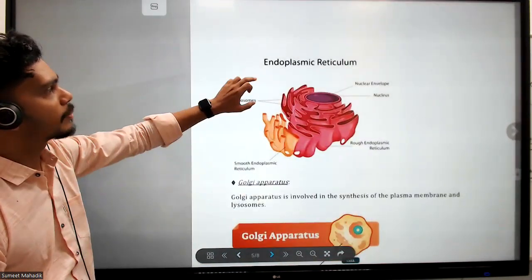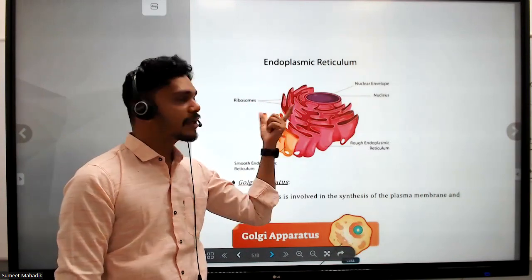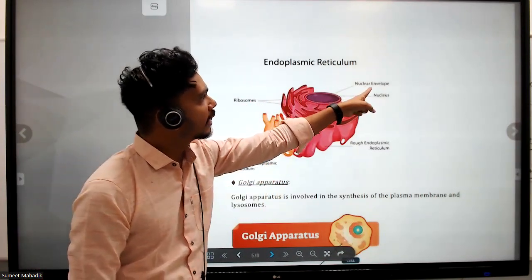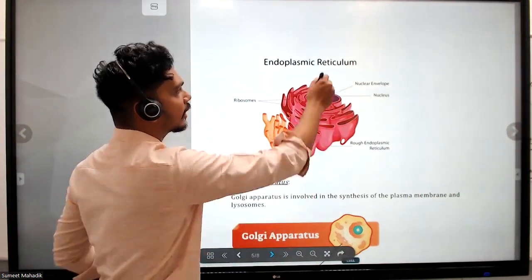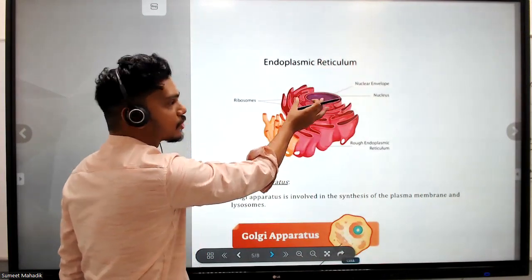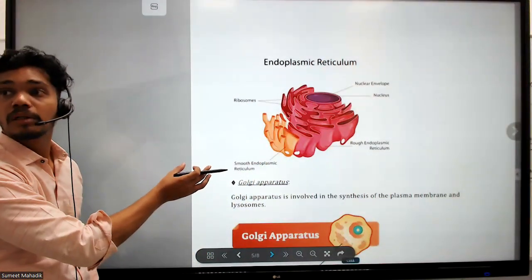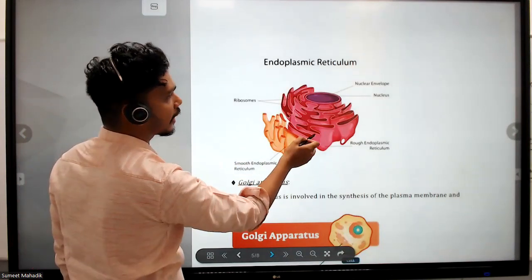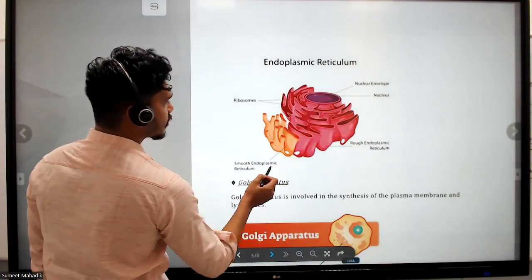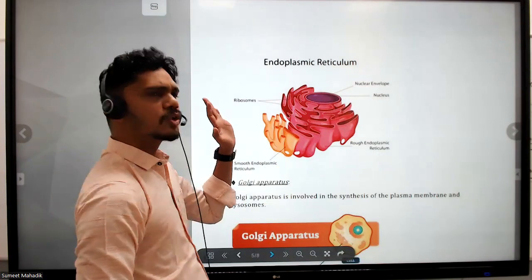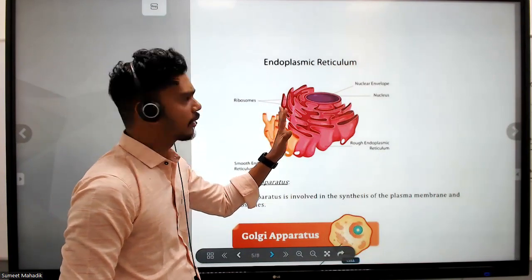Now, endoplasmic reticulum. Do you remember this same diagram we have just seen? The nuclear envelope is there. Can I say that the nucleus is just here and they are an extension of the nucleus? So ribosomes are present, this is rough. This is smooth. Smooth is nothing but a storage place for what is going to be used.